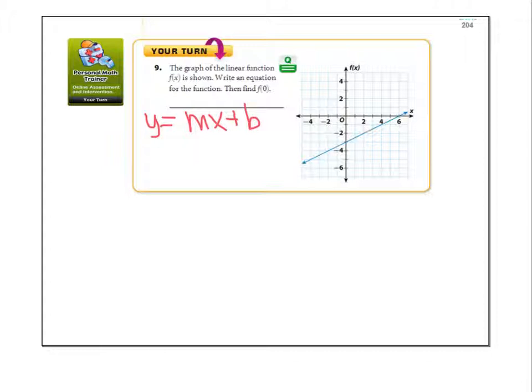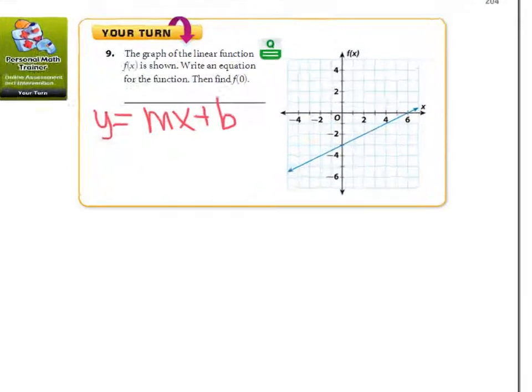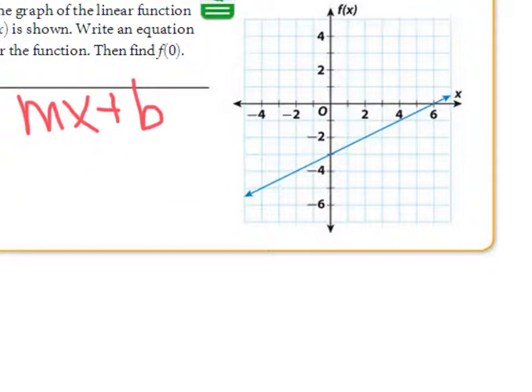Well, the first thing is on the graph, I notice it does cross the y-axis, which means they've given me my b value. So here b equals -3, and we can pick another point in order to find our slope.